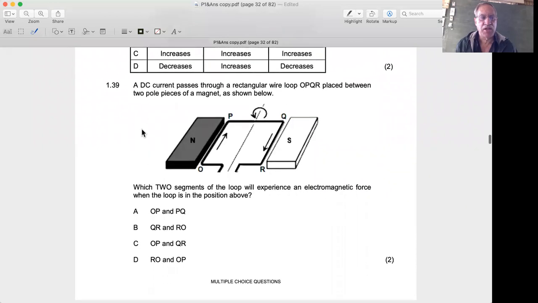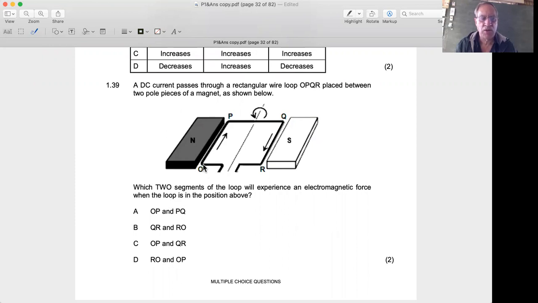A DC current passes through a rectangular wire loop OPQR, placed between two poles of a magnet. So the poles go from north to south. Which two segments of the loop will experience an electromagnetic force when the loop is in the position above? Which two segments of the loop?